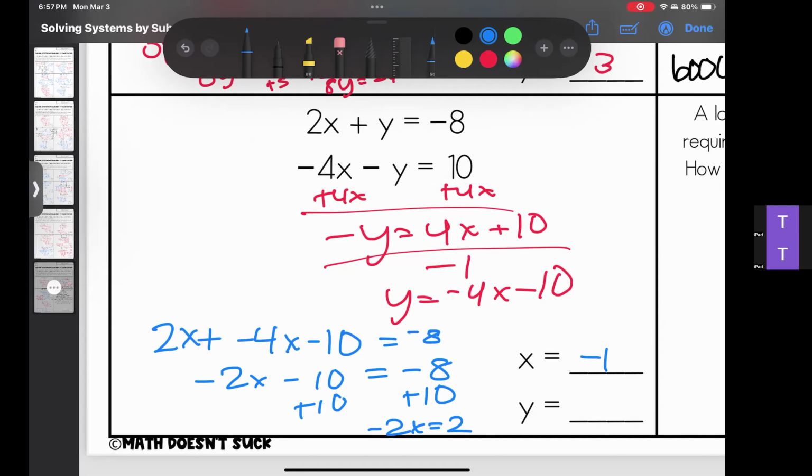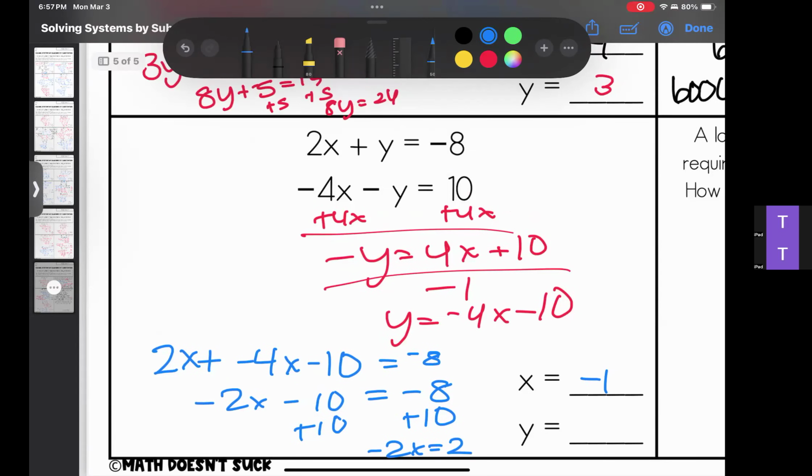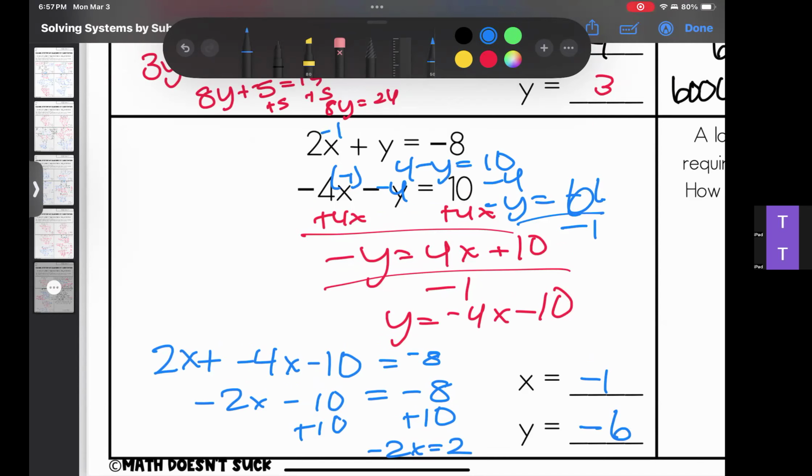And then we've already used this one. So let's plug it in here. It's a 1. So it's 4 minus y equals 10. Subtract 4 from both sides. Negative y is equal to positive 6. Divide by negative 1, y is equal to negative 6. And if we test it, negative 1, negative 6. Yep, my mouth is mathing.